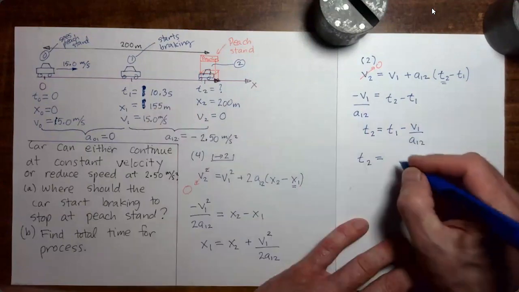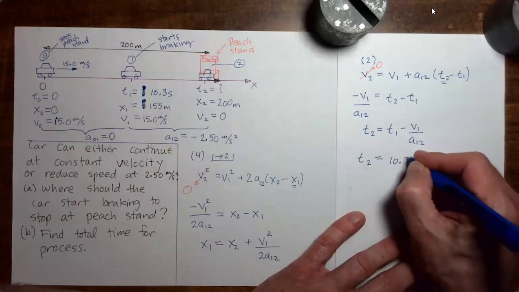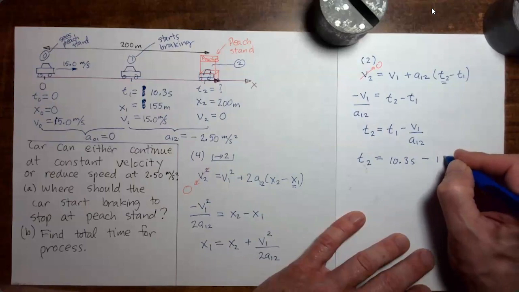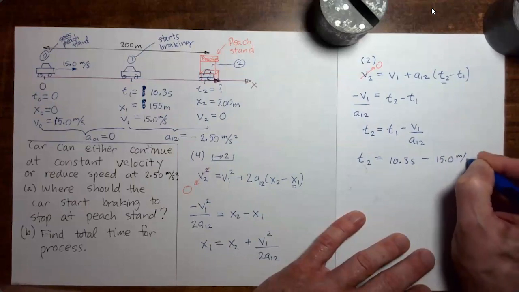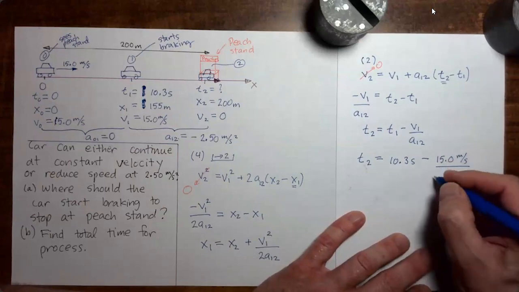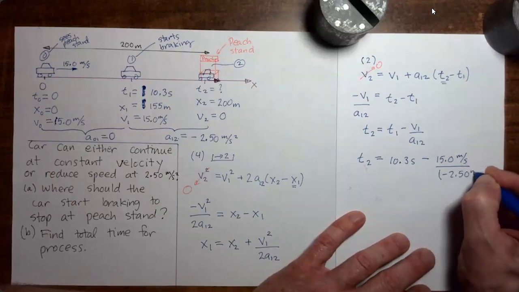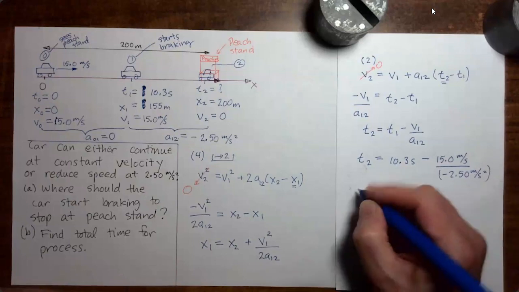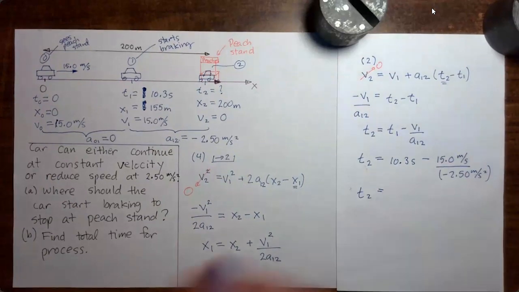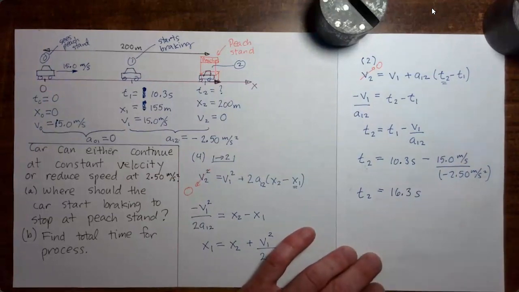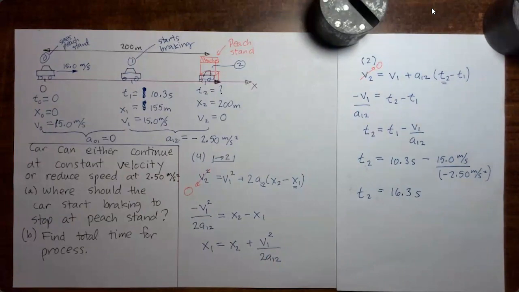Okay, substituting, t1 is 10.3 seconds minus v1, 15 meters per second, and then divided by a12, minus 2.5 meters per second squared. I get time 2 equals 16.3 seconds. And there you go. This time I will leave the unit checking as an exercise.